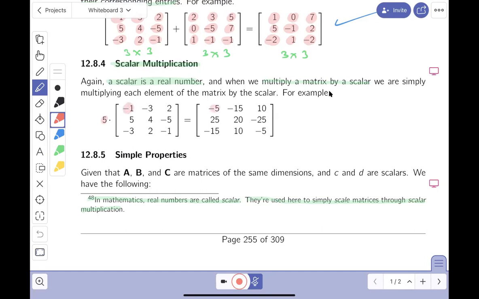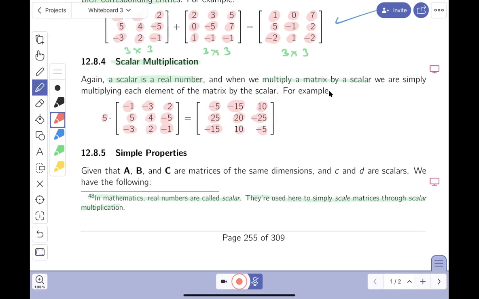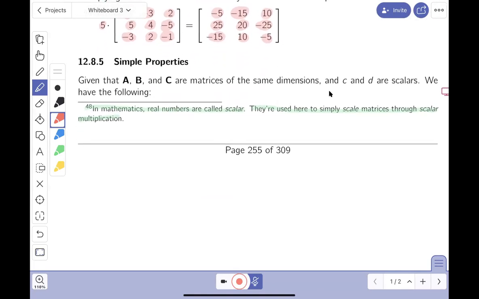What would you get? Minus 5, minus 15, 10, 25, 20, minus 25. I'm just verifying what I'm seeing. Minus 15. This would give me 10. Last but not least, I get minus 5. Fairly simple operation, right? Let's go to the next thing, which can be simple properties.